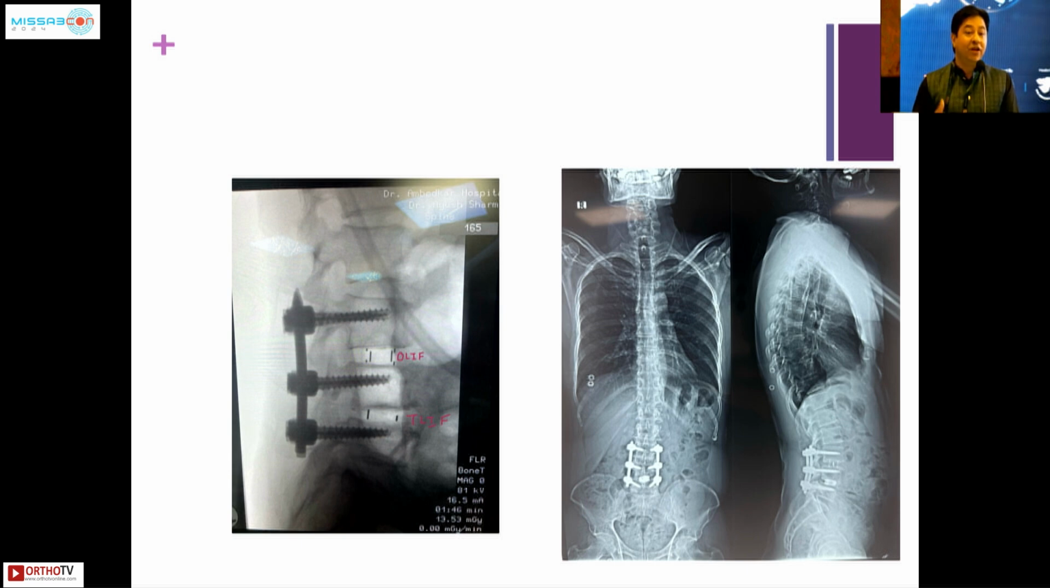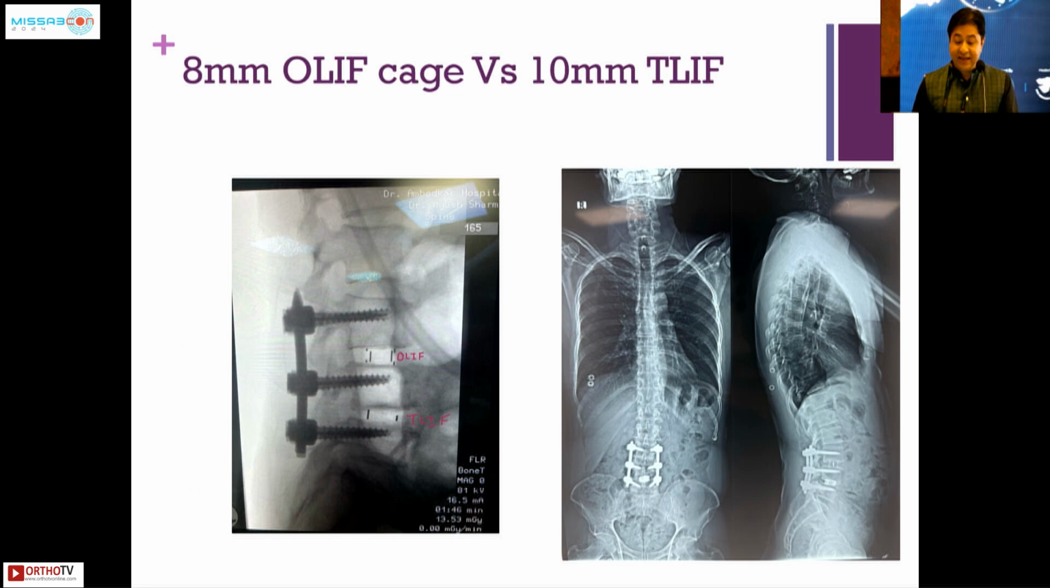So we went for OLIF and TLIF and they equally look good. But see, the cage of OLIF is just 8 mm compared to a cage of TLIF which is 10 mm. Although the TLIF cage is bigger in size, they are both doing a good job, and I believe the OLIF does a better job in these cases because it is not only about the height of the cage, my friends. Now it is more about the length where it sits.